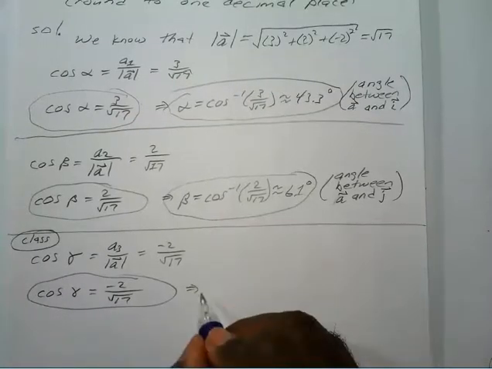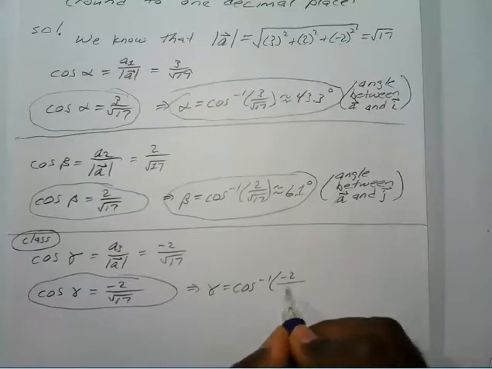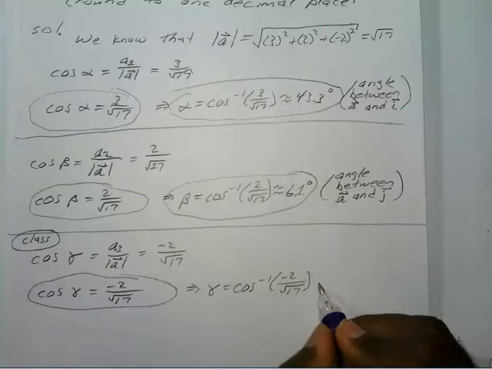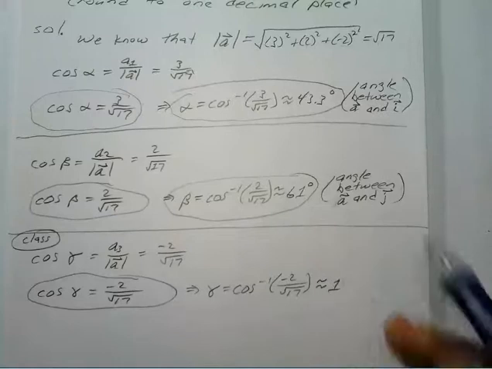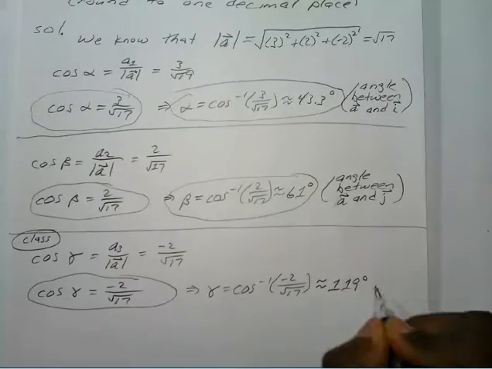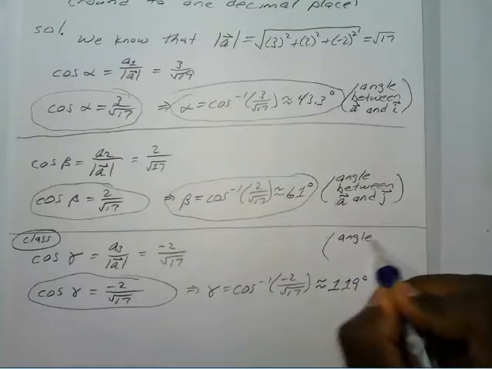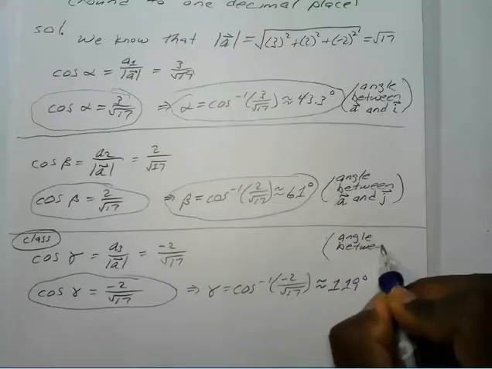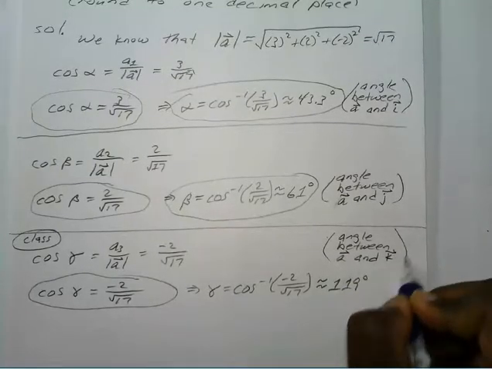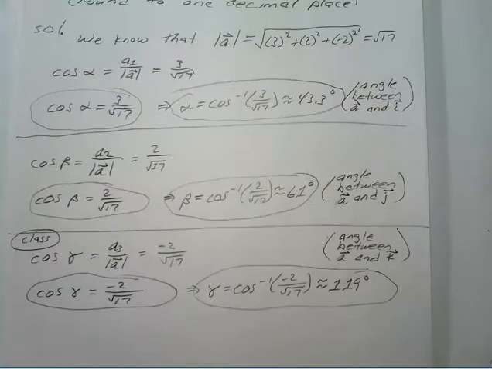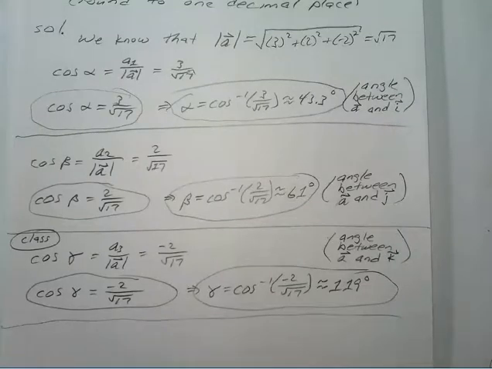Apply cosine inverse to both sides. We know that gamma is equal to the cosine inverse of -2 over square root of 17, which comes out to about 119 degrees. Okay, which of course is the angle between our A vector and our K unit vector. Okay, so we solve for our directional cosines and our angles.